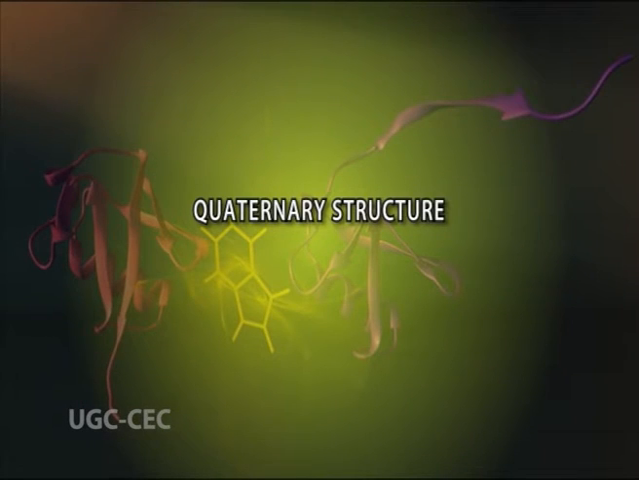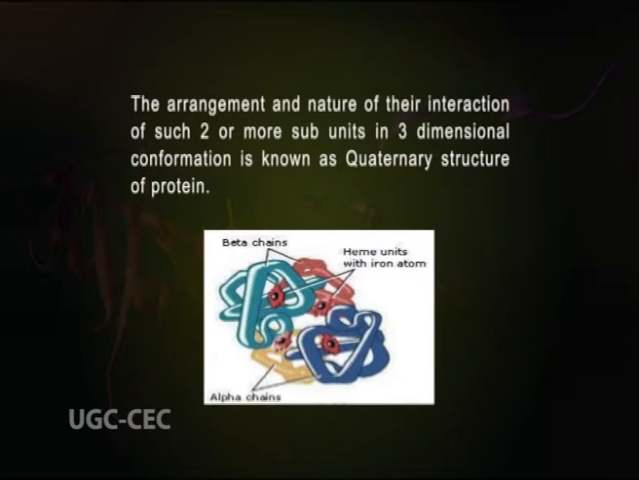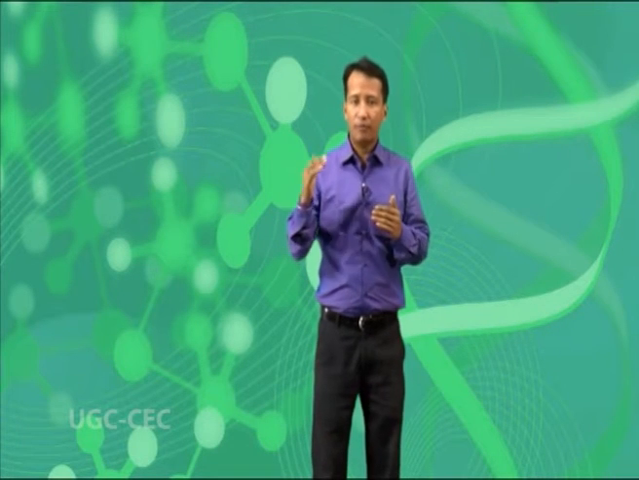Now, quaternary structure of protein, the fourth level of protein structure. Many proteins contain 2 or more separate polypeptide chains, and each polypeptide chain is called a subunit. The arrangement and the nature of interaction of such 2 or more subunits in three-dimensional conformation is known as the quaternary structure of protein. A protein with only one chain has no quaternary structure. Therefore, quaternary structure deals only with proteins which have more than one polypeptide chain.